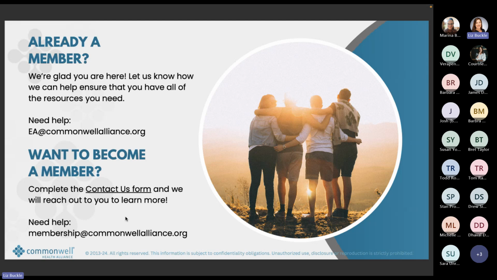If you're joining us and you want to become a member, I would ask that you go to our website and complete our contact us form. This just helps us collect key information and make sure that we don't lose things. Or you can email us directly at membership@CommonwellAlliance.org. And I oversee that one, so you'll come directly to me if you need any help there.